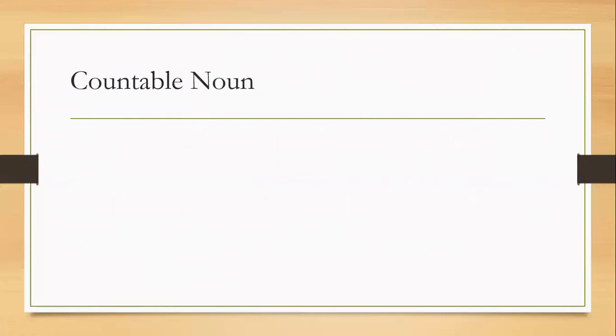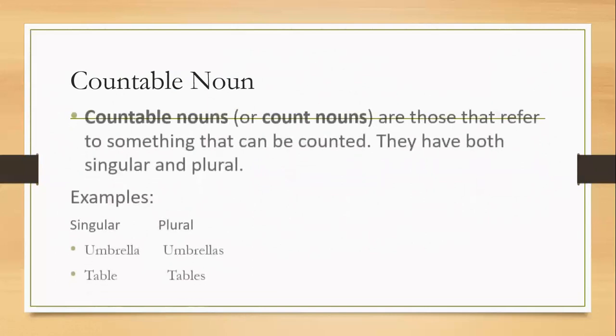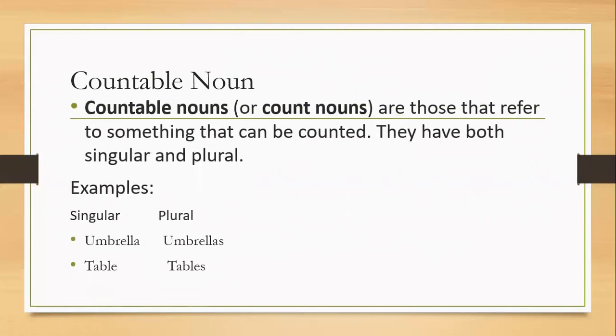Our next slide is about countable noun. What is a countable noun? A noun that can be counted: pen, table, chair, book, fan, etc. There are a number of things that we can count. Countable nouns are also termed as count nouns. These are the nouns that refer to something that can be counted. Countable nouns have both singular and plural forms.